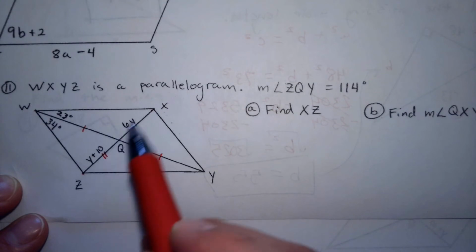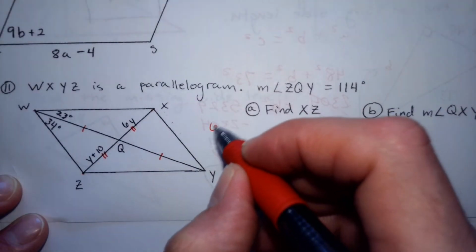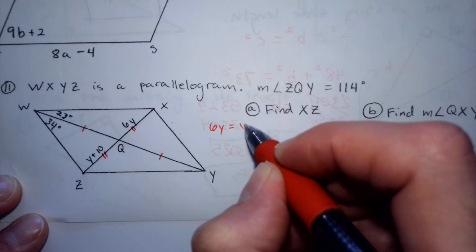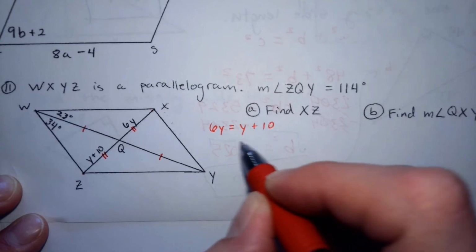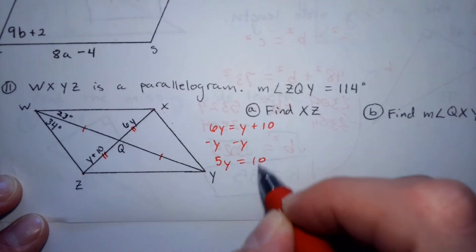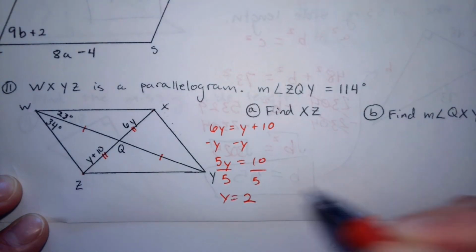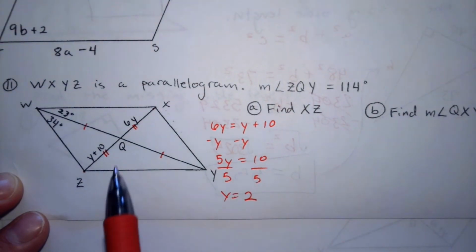So I need to figure out y first. And I can do that by setting them equal because they are congruent. So 6y equals y plus 10. Subtract y, 5y equals 10. Divide by 5. y equals 2.